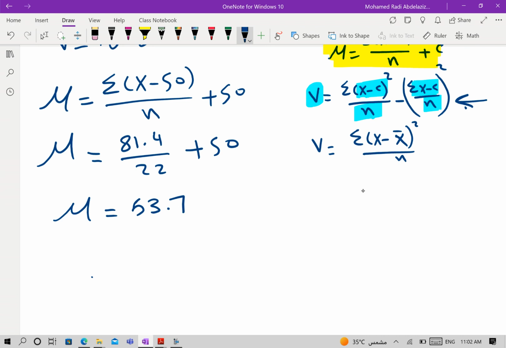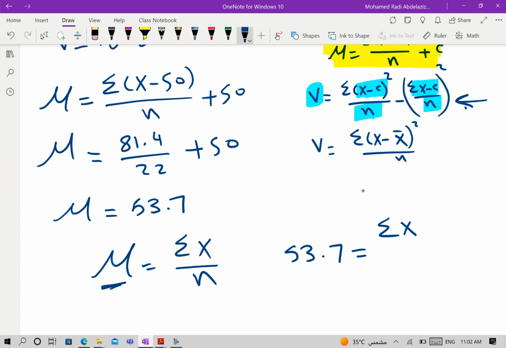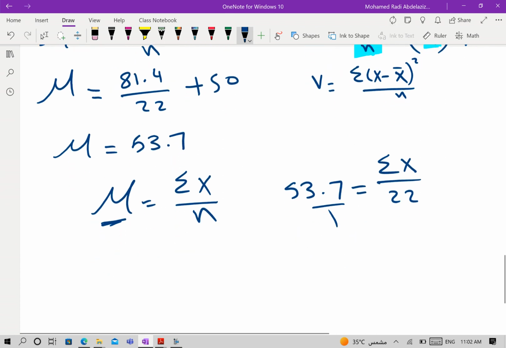Now, how to get the summation of X from the value of mu? Going back to the original formula, mu is sum X over N, right? Mu found 53.7. Sum of X divided by N, which is 22. Cross multiplication, you can find sum of X. Sum of X equals what? 53.7 times 22. I need more than one to calculate, because if you have any mistake, we can correct it directly. 1181.4.